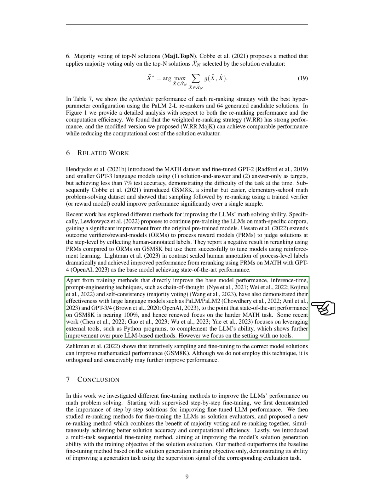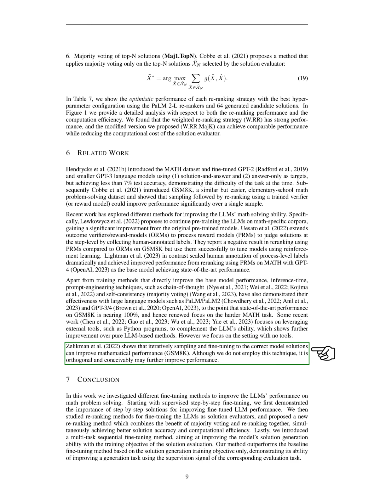In addition to training methods that directly improve the base model performance, inference time prompt engineering techniques, such as chain of thought, and self-consistency, majority voting, have also demonstrated their effectiveness with large language models. Some recent work focuses on leveraging external tools, such as Python programs, to complement the LLM's ability, which shows further improvement over pure LLM-based methods. However, we focus on the setting with no tools. Finally, it has been shown that iteratively sampling and fine-tuning to the correct model solutions can improve mathematical performance. Although we do not employ this technique, it is orthogonal and may further improve performance.